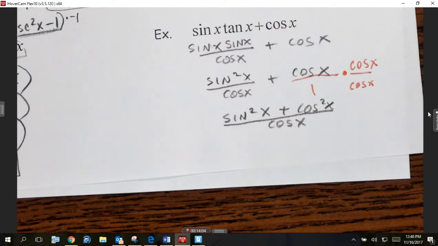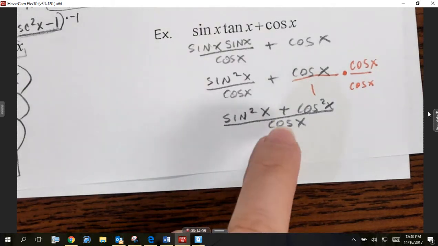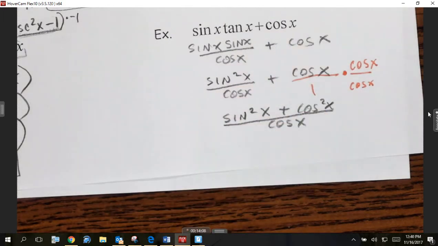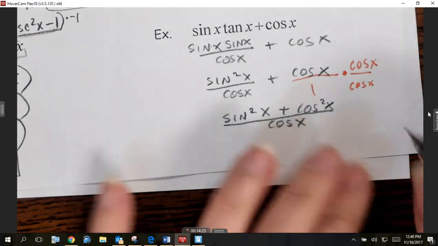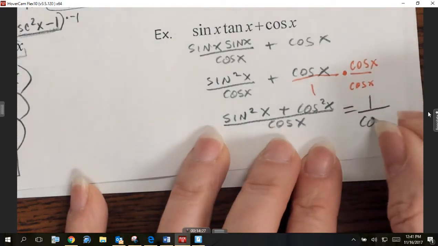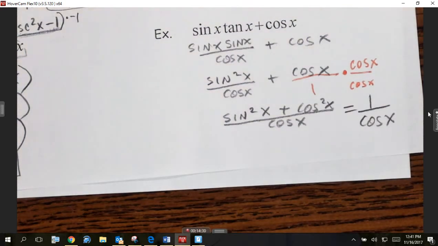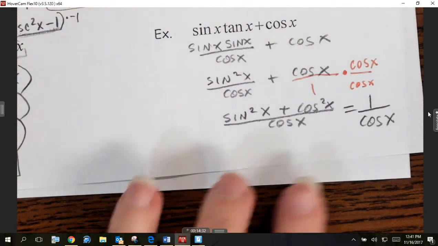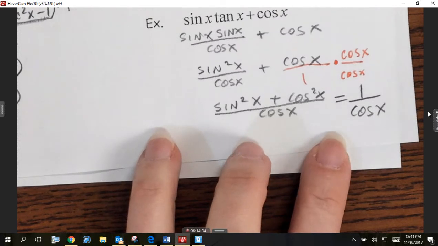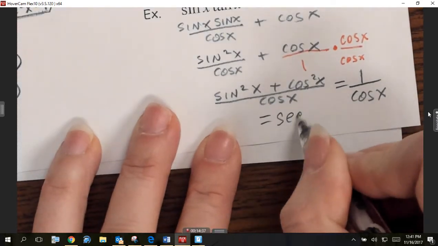Okay, so I now have just one fraction, but I still have addition. Can I add together sine squared x plus cosine squared x? Is that an identity? See how we keep on having to flip to that page? That page is pretty important. Which identity is it? What's it equal? 1. Okay, so now I have 1 over cosine x. Still have a division to get rid of. What's 1 over cosine x equal to? Secant x. Done.